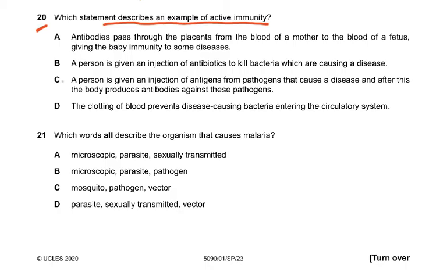Antibodies pass through the placenta from the blood of a mother to the blood of a fetus, giving the baby immunity. Now this is passive immunity. This is natural passive immunity. So this is wrong. A person is given an example, antibiotics. Antibiotics are chemicals that kill bacteria. So this is wrong again.